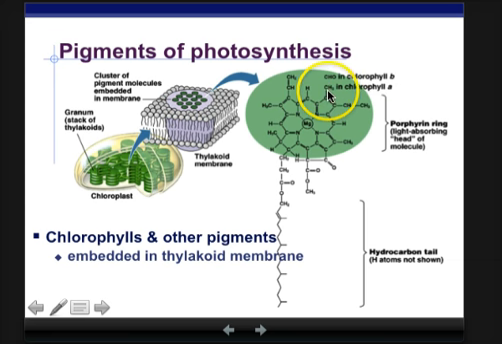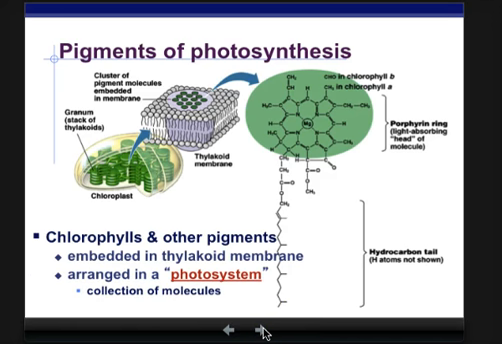I can't read it and I don't remember. CH2 maybe, and then a CHO in chlorophyll B. Your picture in your book will have it. Yep, CHO in chlorophyll B and, oh boy, my eyes, CH3 in chlorophyll A.